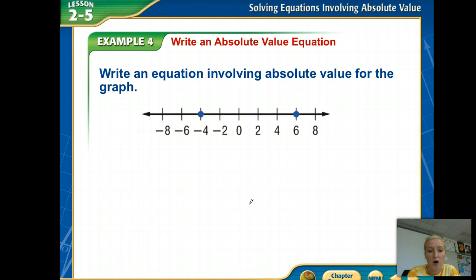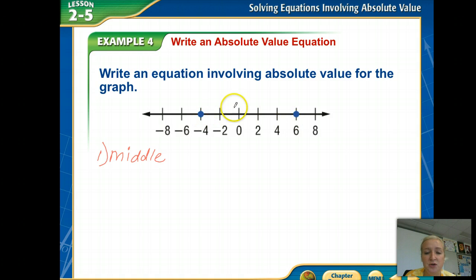Example number 4 is kind of doing the opposite of examples 1, 2, and 3. We are going to write an absolute value equation. So they're going to give us the graph, and then we have to turn around and write the equation. So the first step is to find that middle point. Okay? So they give us our 2 points, and I need to find the point right in the middle.